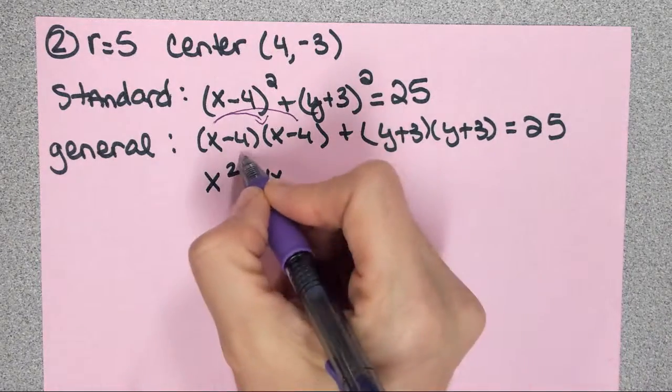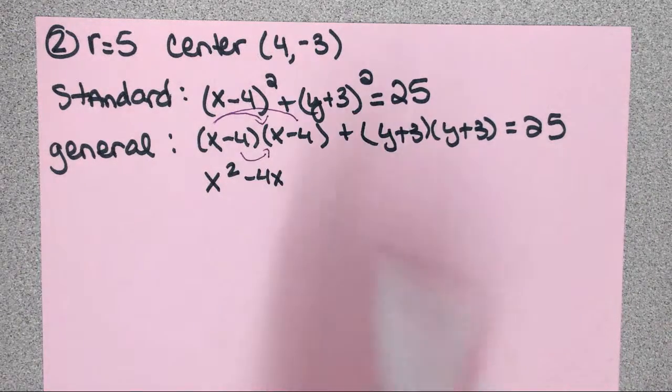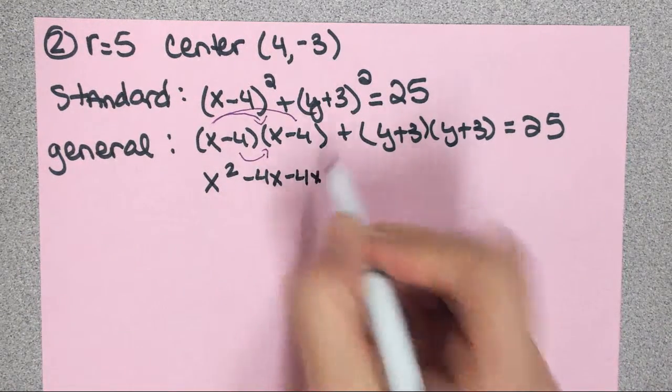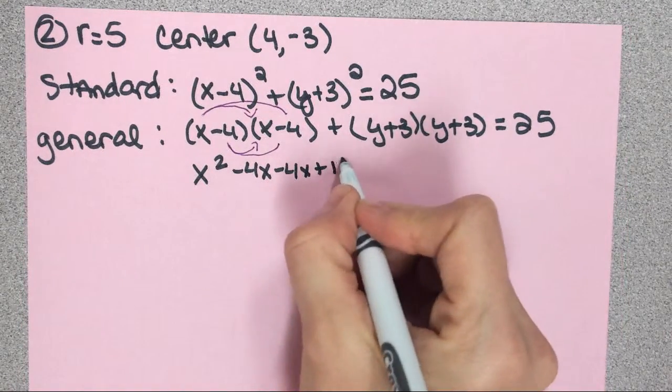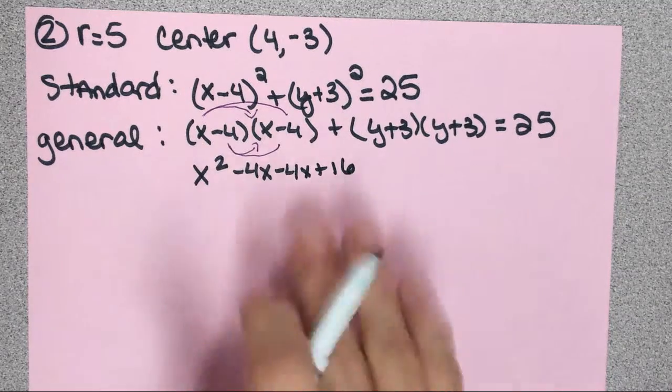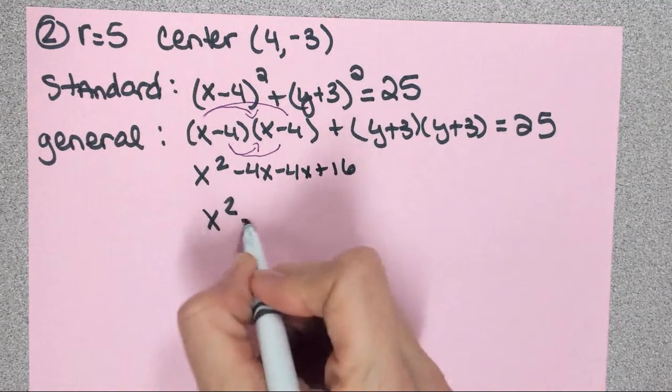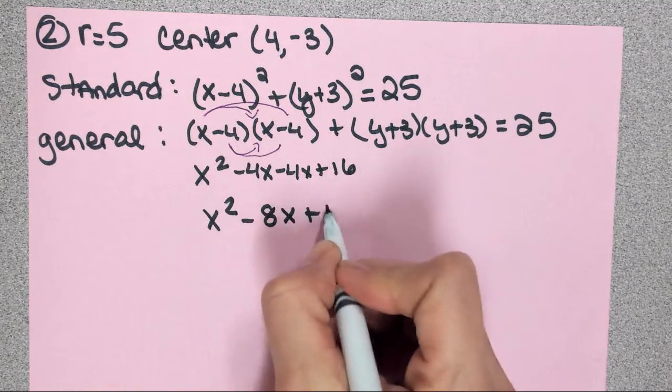Now I'm going to do the next term. -4 times x, -4x. And -4 times -4, plus 16. I'm going to go ahead and simplify that real quick. x squared minus 8x plus 16.